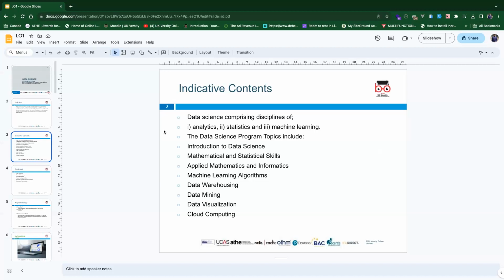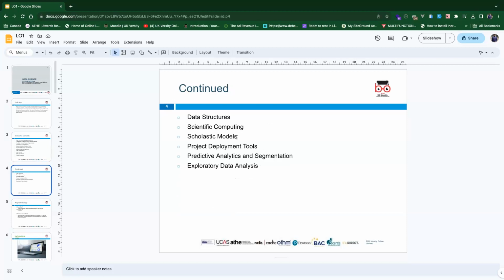Also, in addition, we know that data science comprises disciplines such as analytics, statistics, and machine learning. In continuation, we'll also be looking at data structures, scientific computing, stochastic models, project development tools, predictive analytics, and segmentation. In conclusion, we'll be looking at exploratory data analysis.